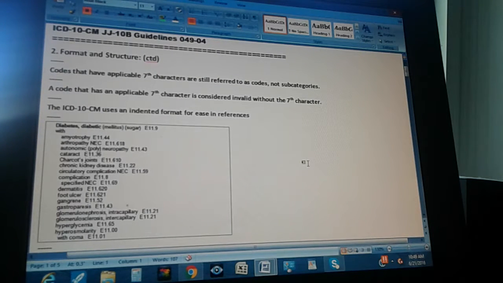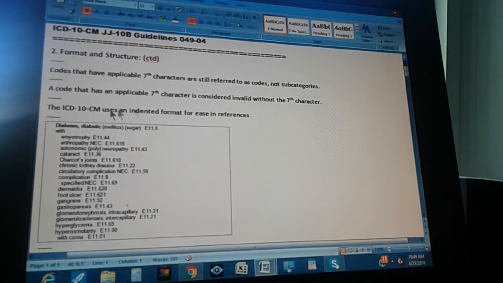ICD-10 guidelines, page 49, part 4. We're still doing format and structure, right? Codes that have applicable seventh characters are still referred to as codes, not subcategories. If there is a seventh character, that's referred to as a code, not a subcategory.